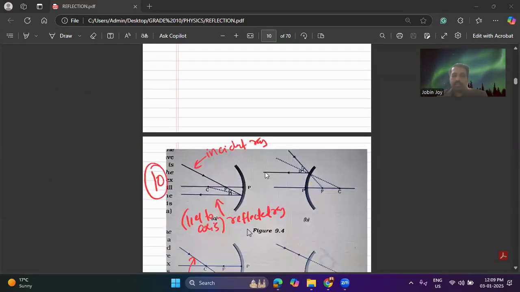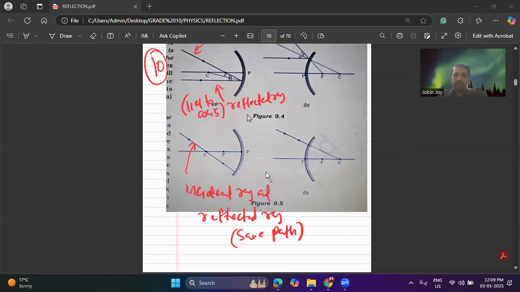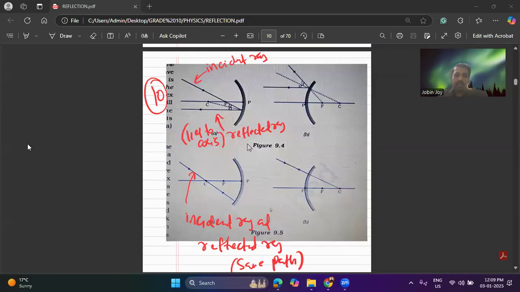Then consider the next case. Here, this is the incident ray, and here the incident ray is passing through the focus. I already told you if the incident ray is parallel to the principal axis, then the ray will pass through the focus. Here the incident ray is passing through the focus, then the reverse will happen. We know that if the incident ray is parallel to the principal axis, the reflected ray will be passing through the focus.